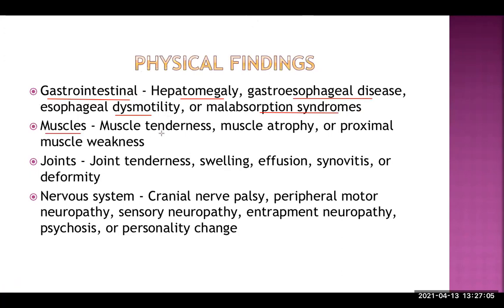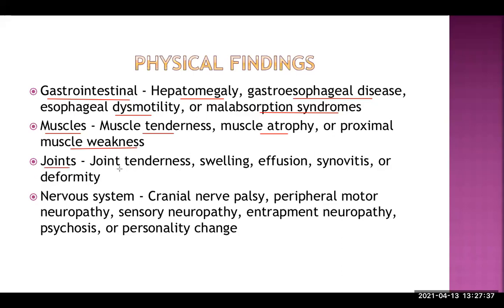In muscle, there is tenderness of the muscle, atrophy of the muscle, or proximal myopathy. The person even cannot stand from the sitting posture, or the patient cannot raise the hand or the upper limb. To raise the upper limb above your head, you need the function of the proximal group of muscles on the upper limb. So if they are weak, that function cannot be done.